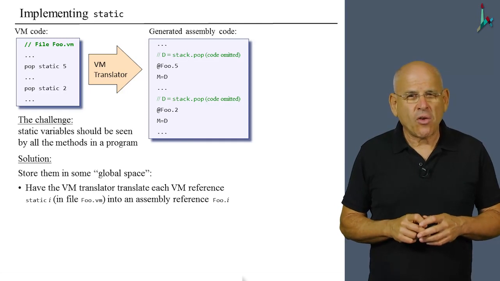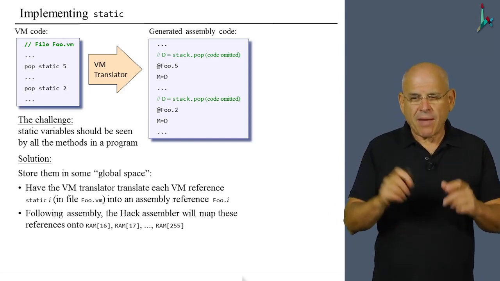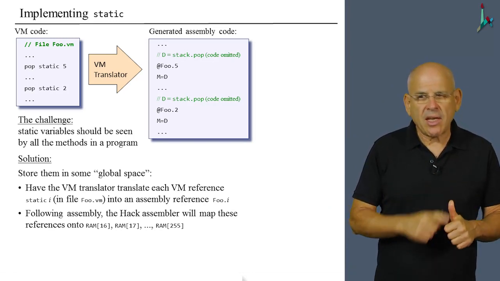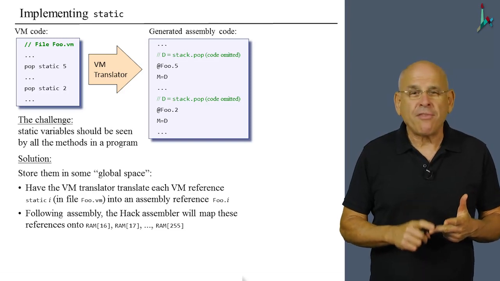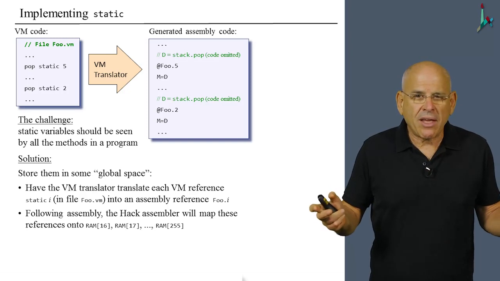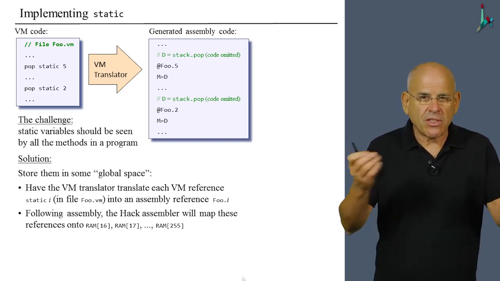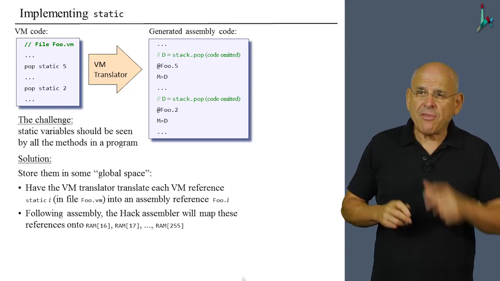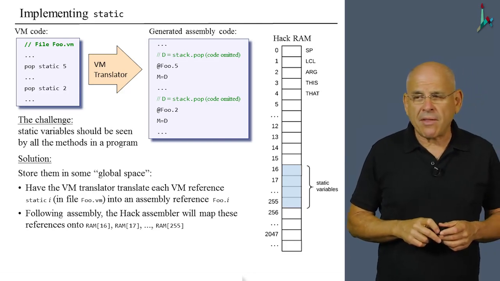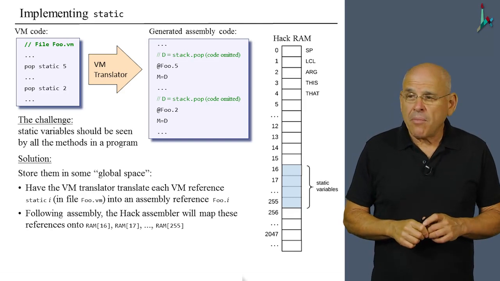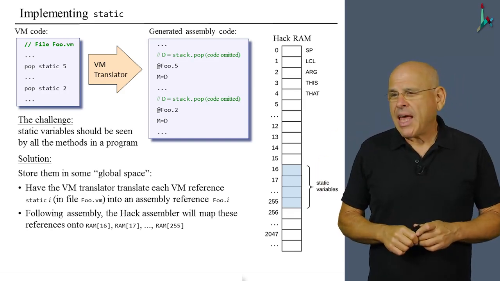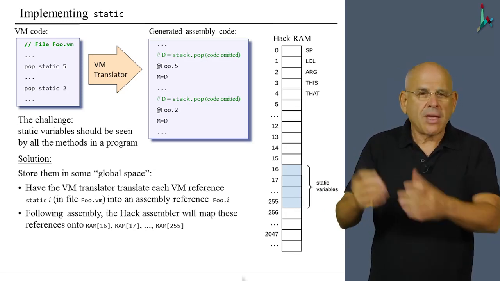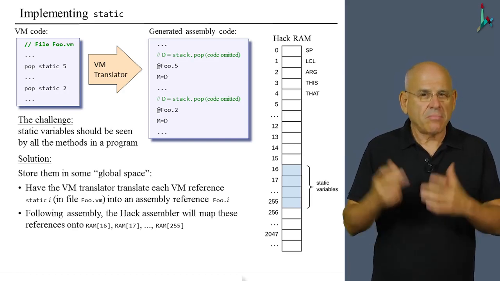Now, why is this going to actually work out? Well, remember, the Hack assembler, by convention, is going to map these references onto RAM 16, RAM 17, all the way down to RAM 255. Or I'm sorry, 255, in case you have so many static variables in your program, which is unlikely. Typically we have just a few static variables in a typical computer program. So what will happen is that these references will end up being mapped to the blue area that you see here on the RAM, and that's exactly what we want. Because this blue area is outside the stack, and all the functions running in your program can take a look at this RAM area and see exactly the same thing, the static variables.